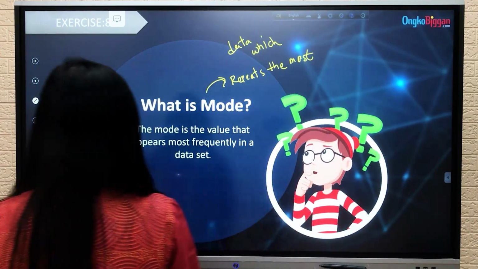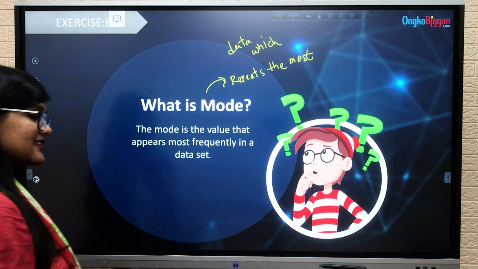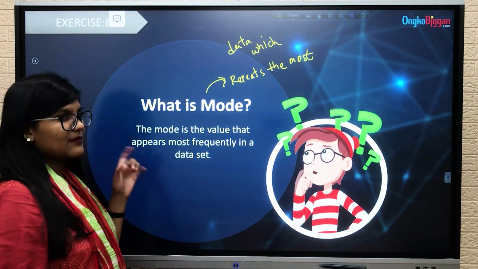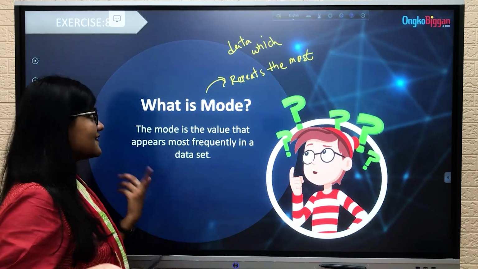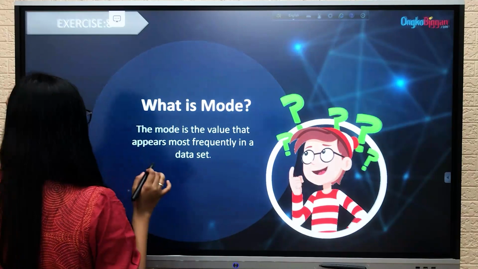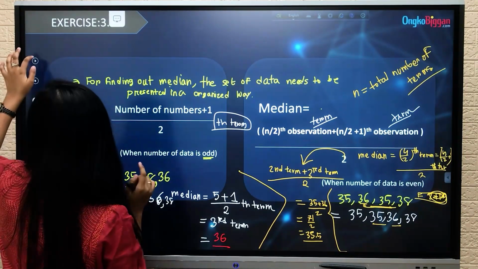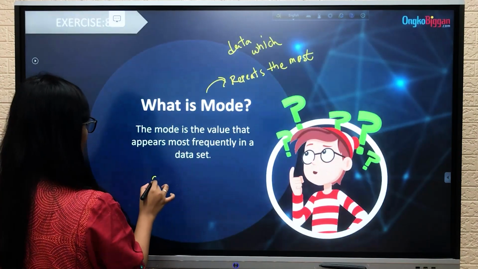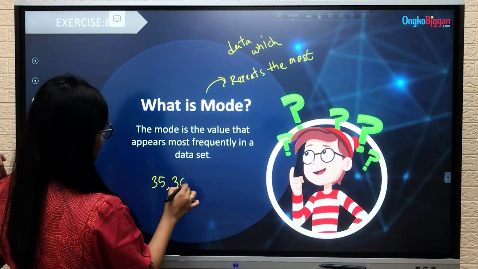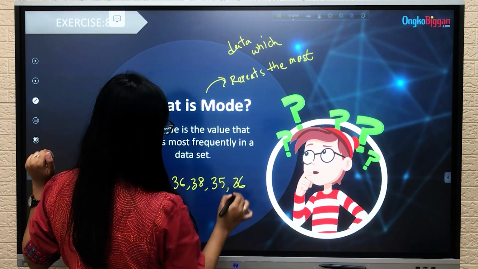The mode is the value that appears most frequently in a data set. So it's a very bookish type of definition. I have said already, data which repeats the most. If we have some, I'm just taking the previous one, like 35, 36, 35, 38, 36.